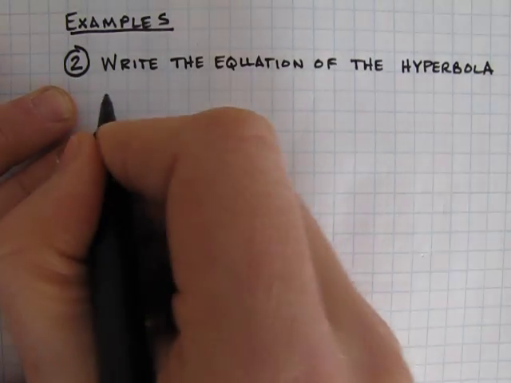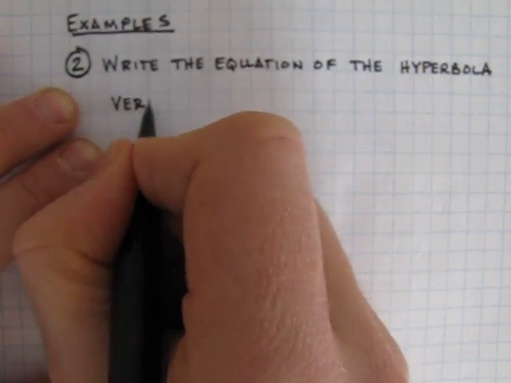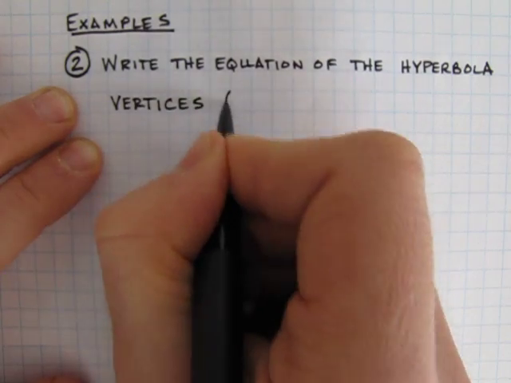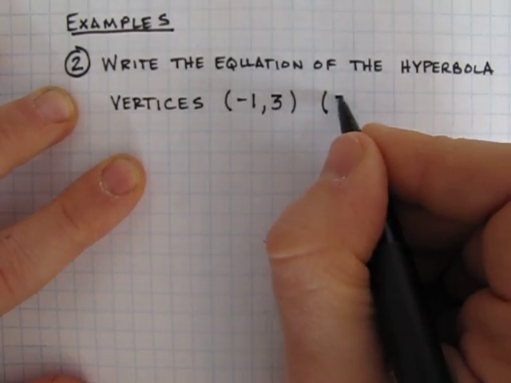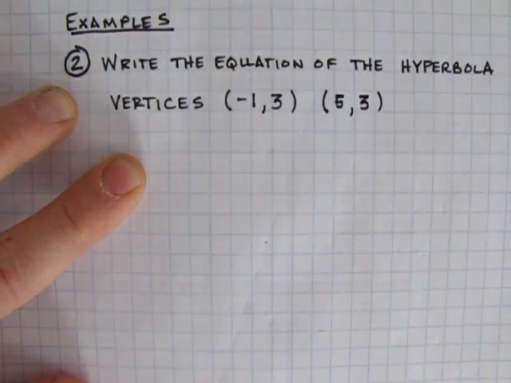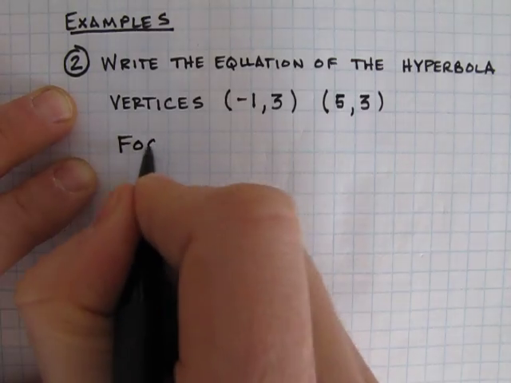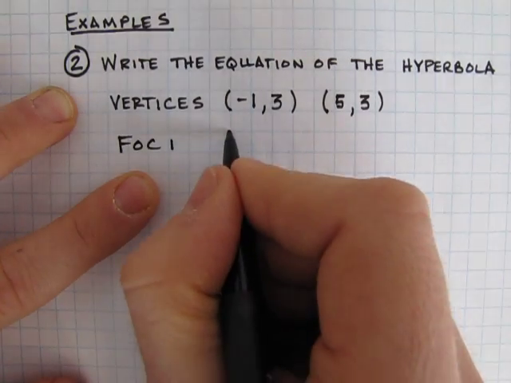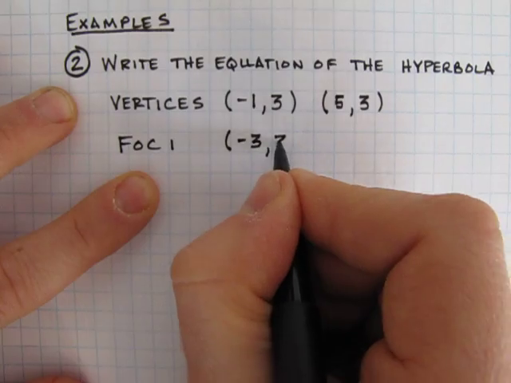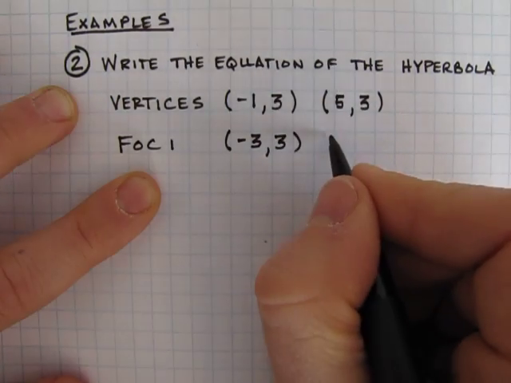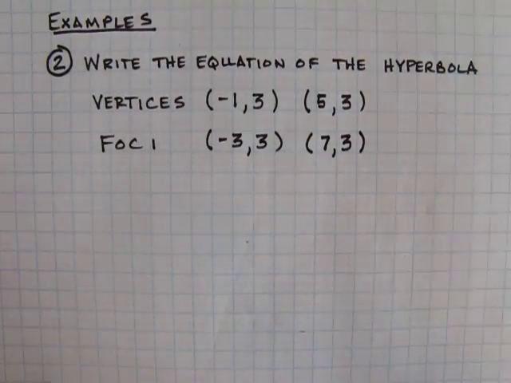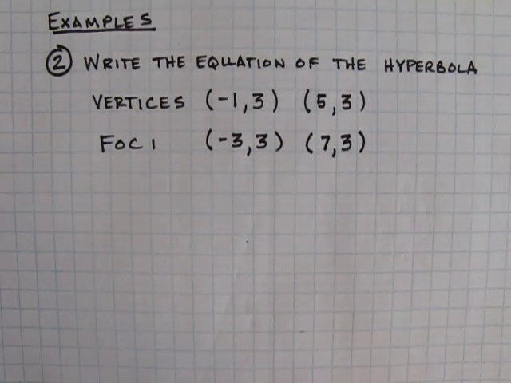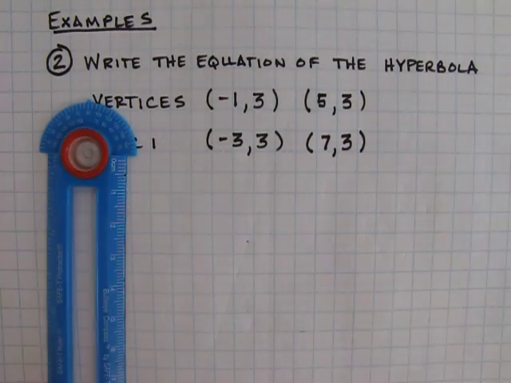That has this information. The vertices are at (-1, 3) and (5, 3). The foci are at (-3, 3) and (7, 3). And like a lot of the problems that we've been looking at lately, there's really no solid way to figure out what the equation is without first drawing a picture.